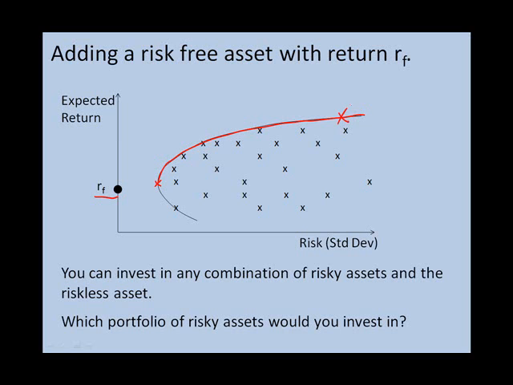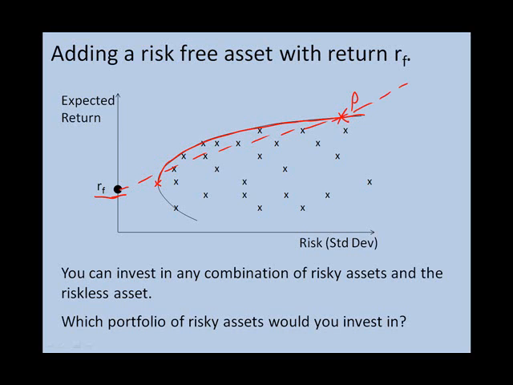How about here? Portfolio P. We could invest in combinations of T-bills and this risky portfolio P. And depending on how much we invest in T-bills versus the risky portfolio, we would be investing somewhere along the dashed line. Is this the best we can do? Well, this was Markowitz's question.